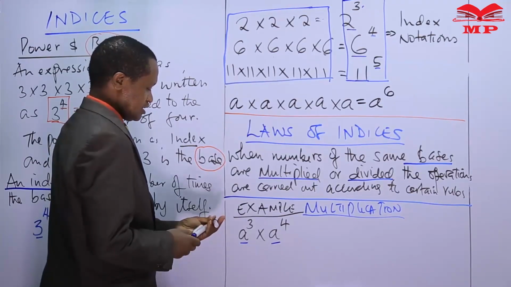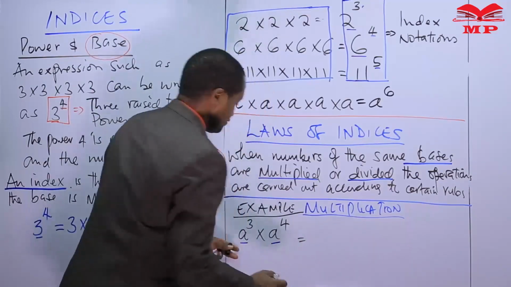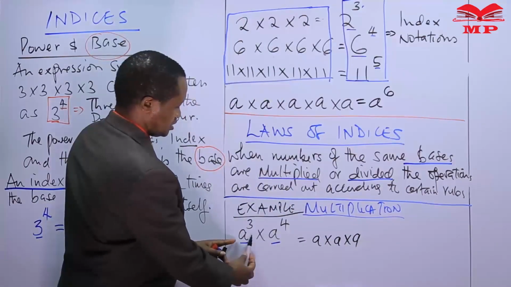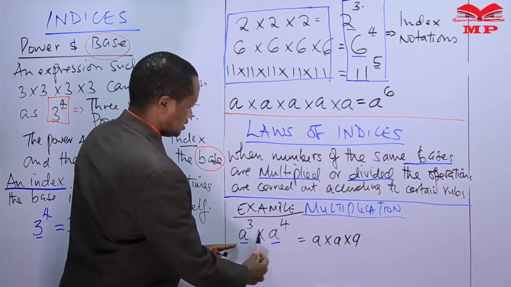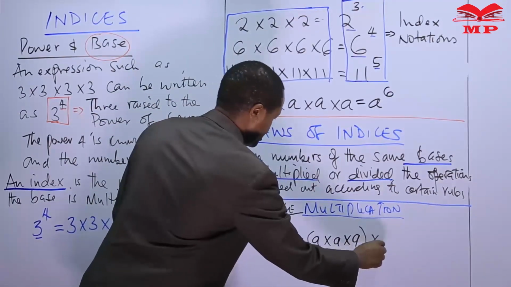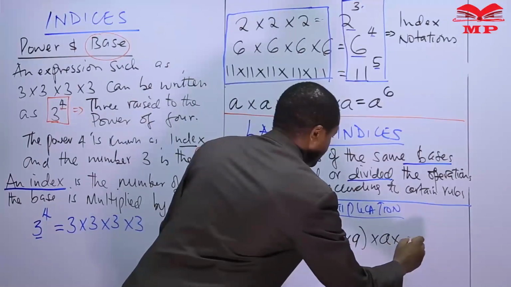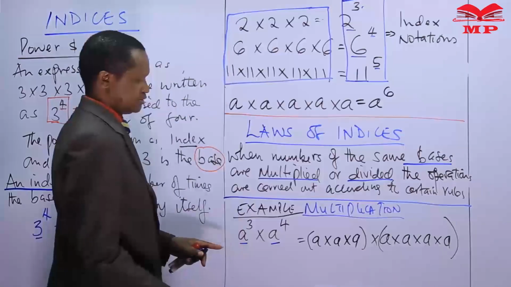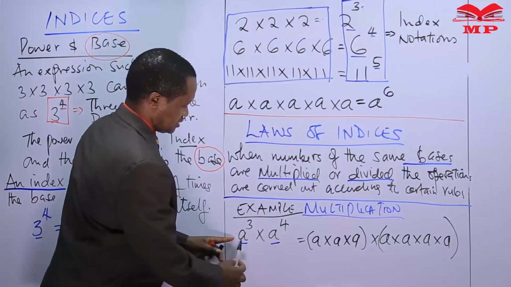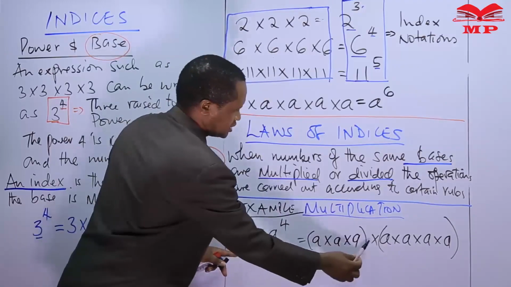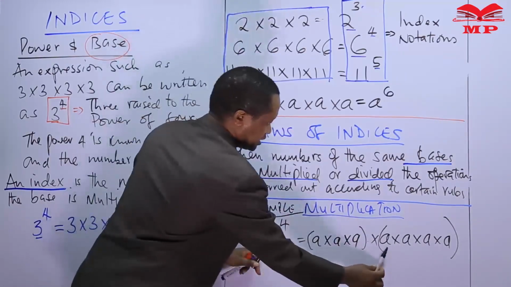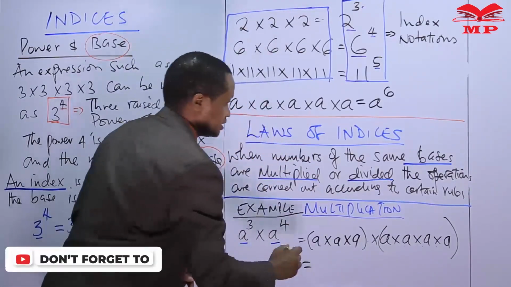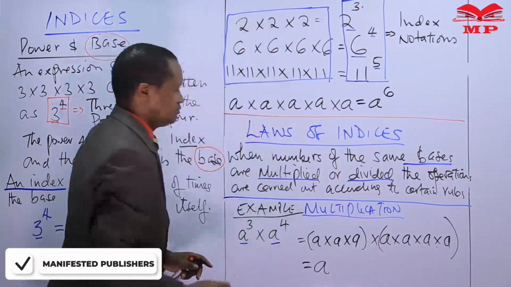If you are to simplify this, then we'll have A times A times A. If you are to rewrite this number, we will multiply it by A times A times A times A. So A times A times A times the second number A times A times A times A, giving us the total here, the answer would be A raised to 7.